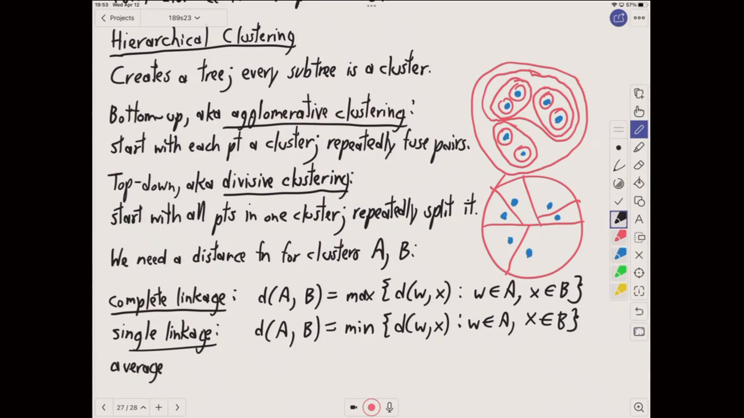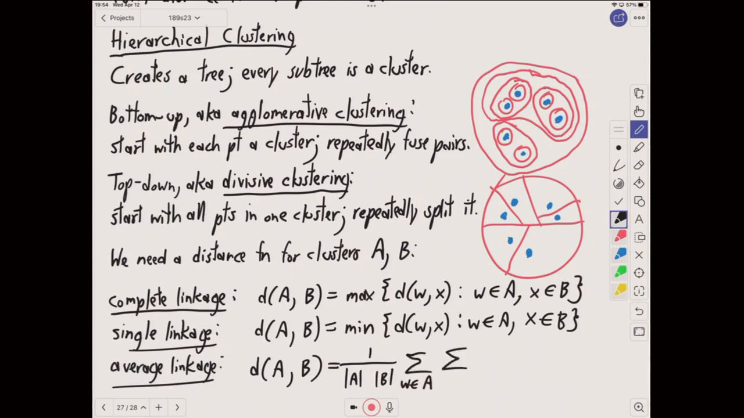A third method is called the average linkage, and it splits the difference in the following way. What we're going to do is we're going to look at every pair that couples one point in A with one point in B, and we're going to take the average of all those distances. So to compute that, we need 1 over the number of points in A times the number of points in B, times the sum over all points in A of the sum over all points in B of the distance between those 2 points.